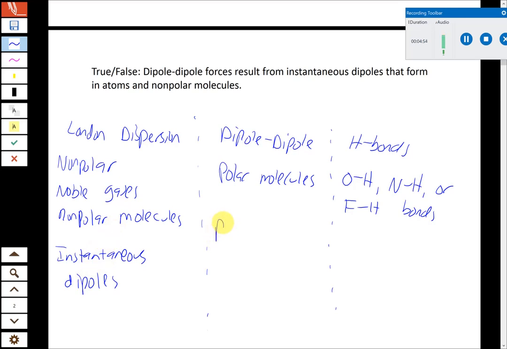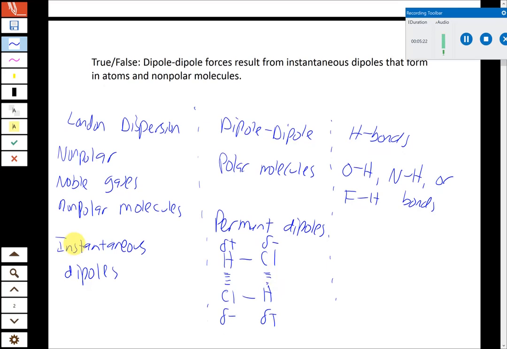Dipole-dipole forces is when you have permanent dipoles interacting. That would be something like HCl, which has delta plus, delta minus, as we talked about way back when we introduced polarity. This is going to interact, for example, in this way with another HCl, where the opposite charges line up with each other, and you have this electrostatic interaction involving these permanent dipoles.